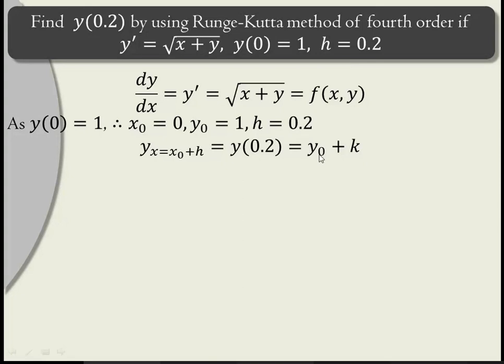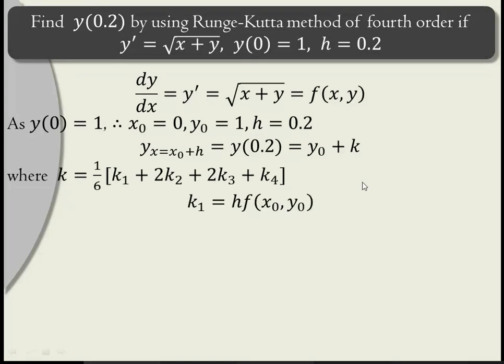So we want to find y at x naught plus h, that by Runge-Kutta method is y naught plus k. So firstly find k. For finding k we need these four terms: k1, k2, k3 and k4. So first find all those k terms. K1 will be h into f of x naught, y naught. X naught is 0, y naught is 1. Square root of 0 plus 1 is 1. 1 into 0.2 is 0.2.